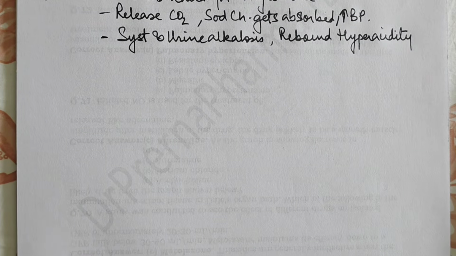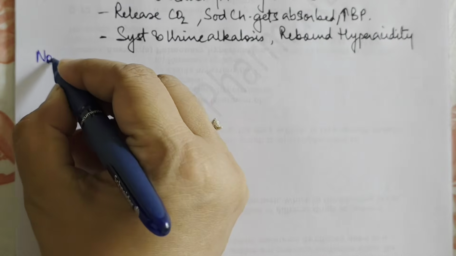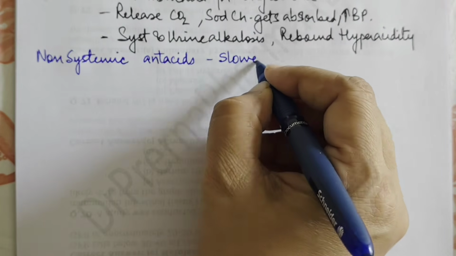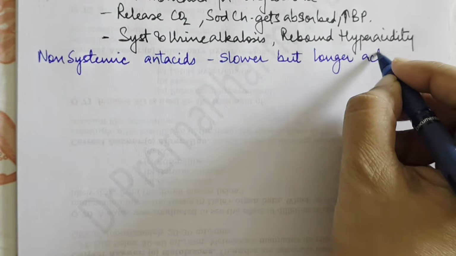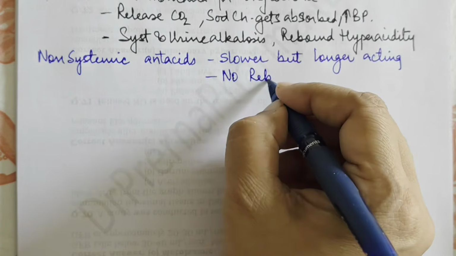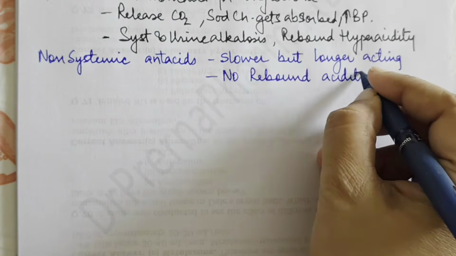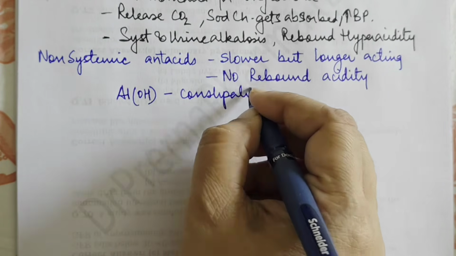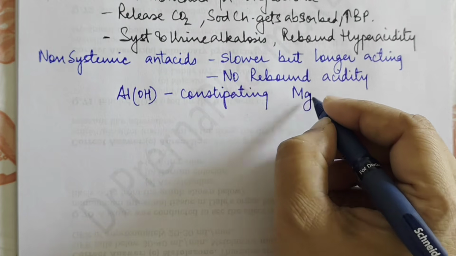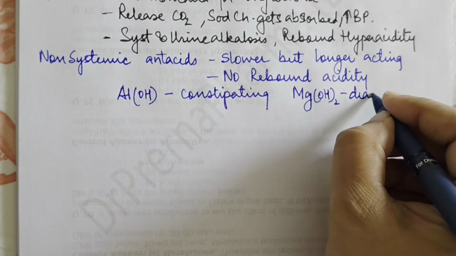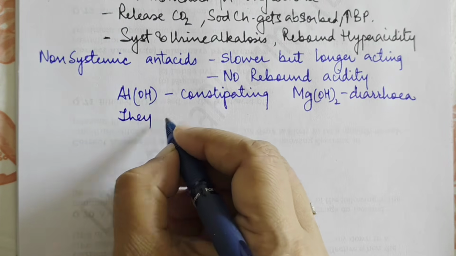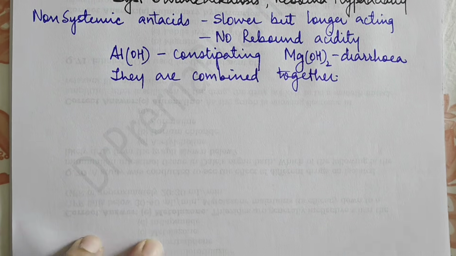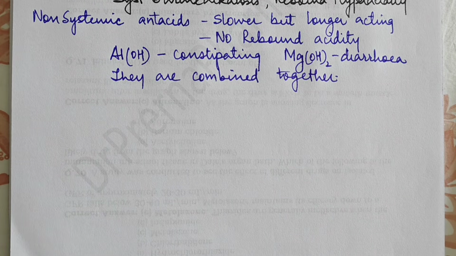Now let's go to the non-systemic antacids. Non-systemic antacids are slower but longer acting. They do not cause any rebound acidity. Then aluminum hydroxide is constipating, and magnesium hydroxide is diarrheogenic. So they are combined together so that this side effect is relieved. Magnesium and aluminum are combined because one causes constipation, one causes diarrhea, and in combination that effect is nullified.